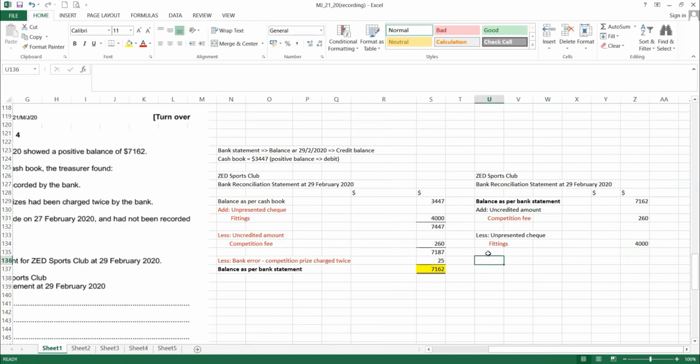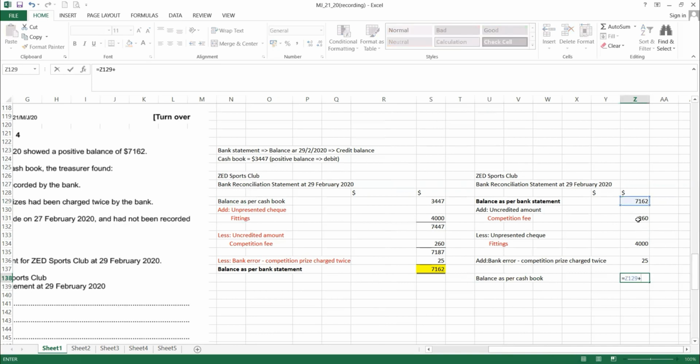And then this one, because this question is a less, so mathematic concept should be add. So you can put in here, add bank error, which is 25. Last balance as per cash book. So we take this plus, less, and plus, so we get back the same as per cash book.